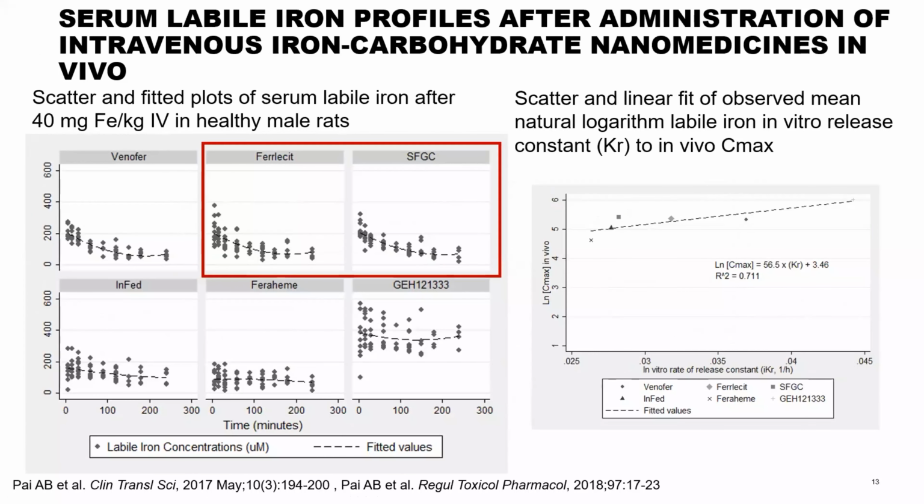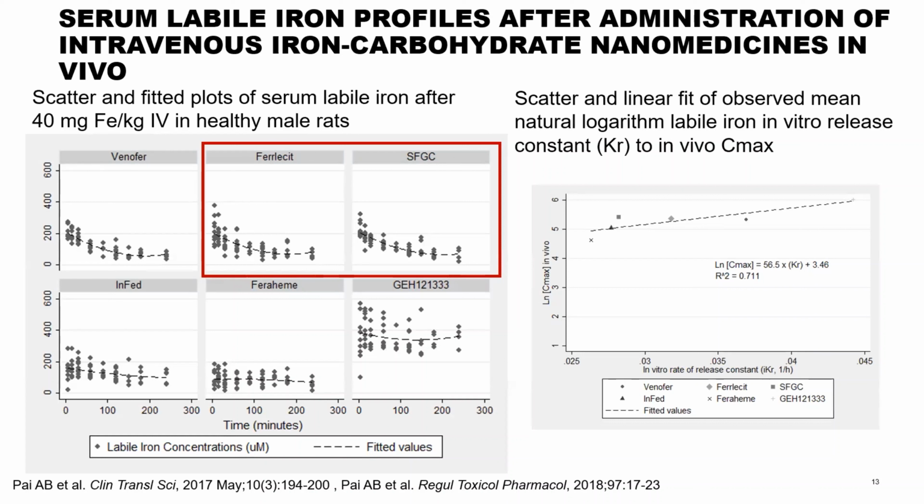Moving on to the preclinical model, the first panel of this slide shows serum NTBI profiles after IV administration of 40 milligram per kilogram in healthy male rats. Again, the profiles of the RLD Ferrlecit were similar to SFGC in this profiling.